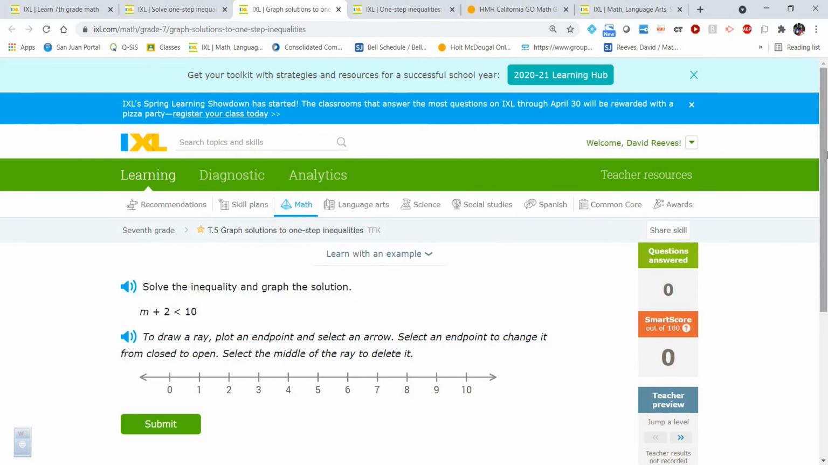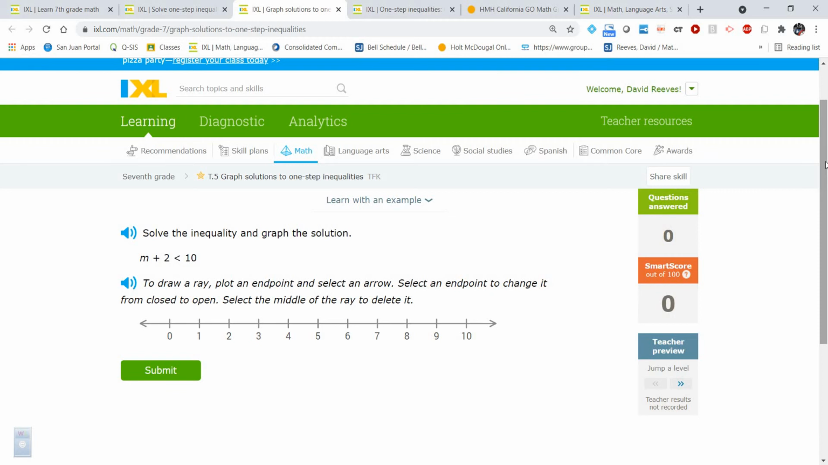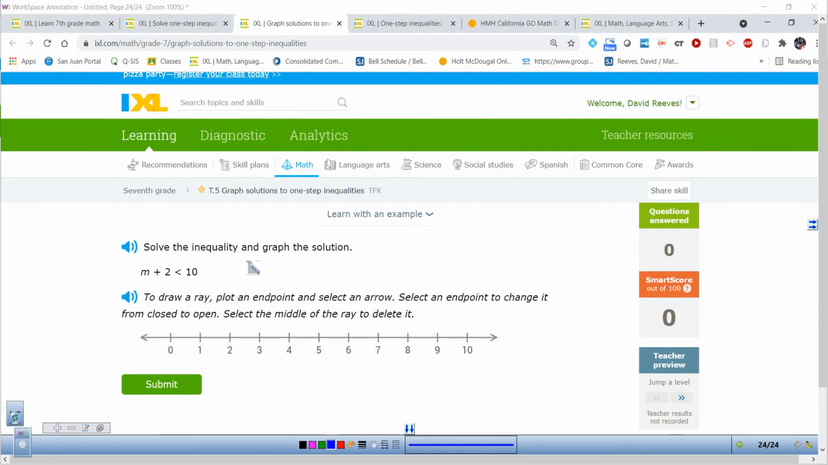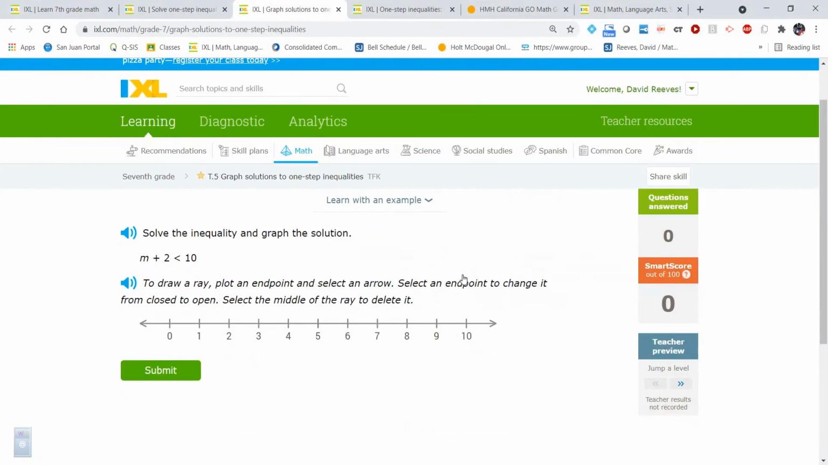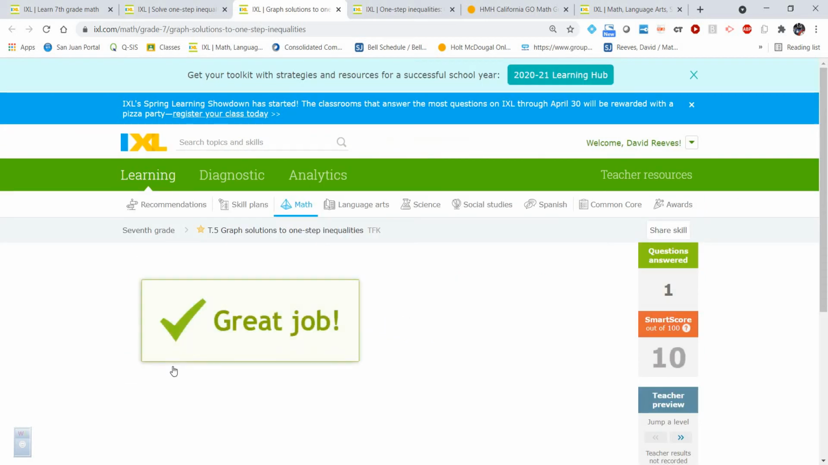M plus 2 is less than 10. Now they want us actually to solve it and graph it. What am I going to do? I'm going to subtract 2 from each side, and I'm going to get m is less than 8. Well, m is less than 8 is going to be an open circle, and it's going to go that way. All the values that make this inequality true are values that are less than 8. So I'm going to go to 8, and I'm going to go this way. Notice, though, I'm not going to have a closed circle. I want an open circle because it does not equal it. It's simply less than it.